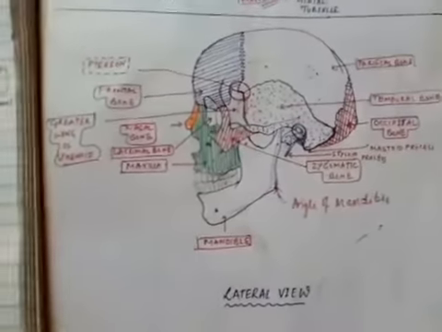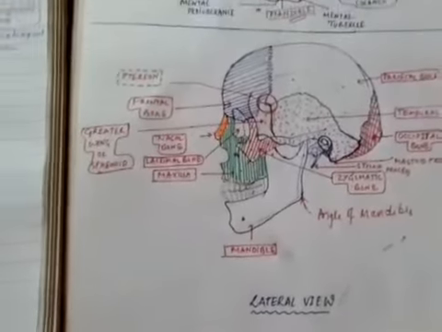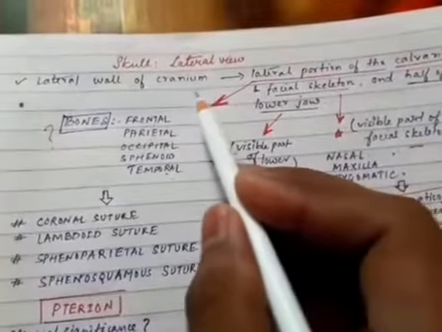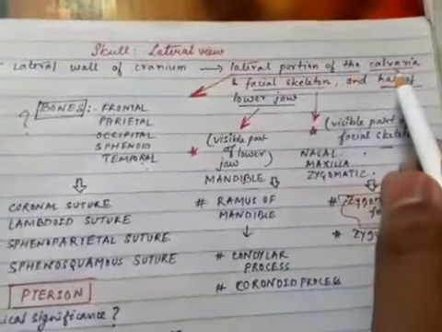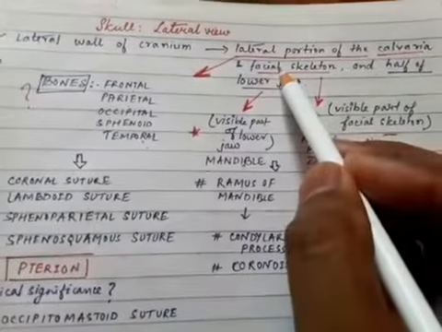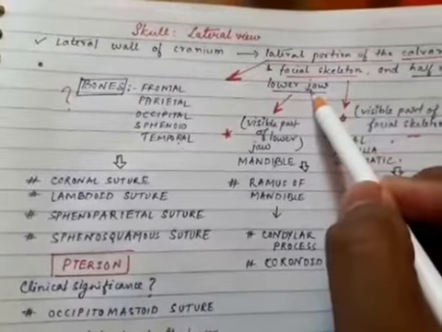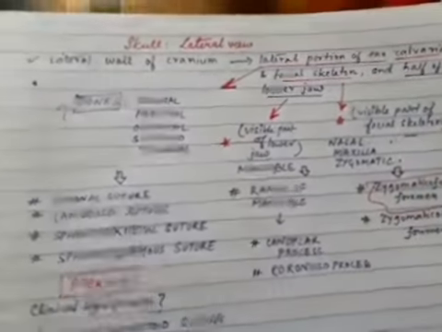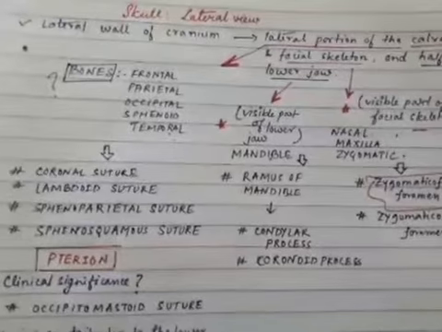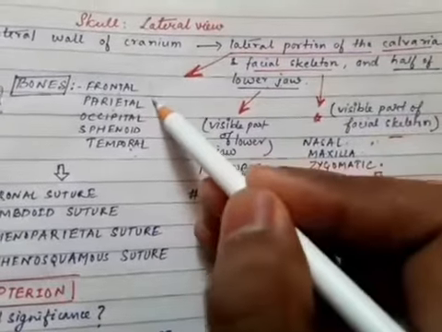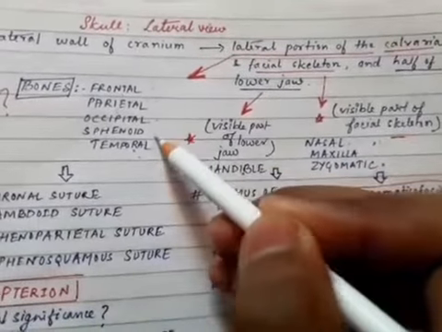Okay, so the lateral view of the skull consists of the lateral wall of cranium. Lateral wall of cranium includes lateral portion of the calvaria and facial skeleton and also half of lower jaw. Now what are the bones that form these components? The bones that form the lateral portion of calvaria include frontal bone, parietal bone, occipital bone, sphenoid bone, and the temporal bone.